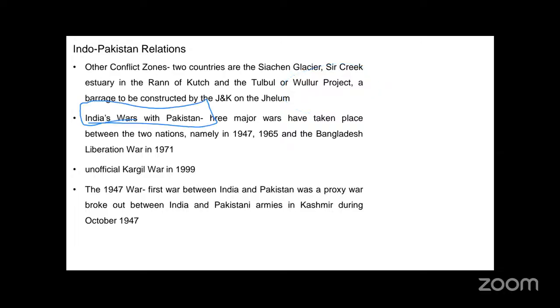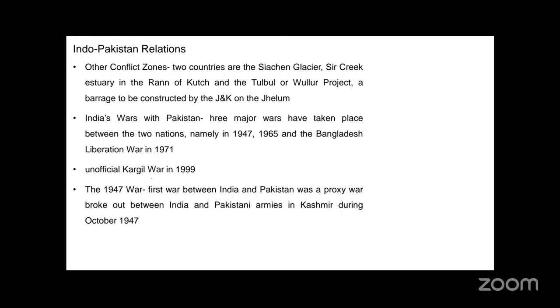So India and Pakistan have had major wars between these two nations. One in 1947, the other in 1965. The other one is through East Pakistan, 1971, the Bangladesh war. And the other one is 1999. This is the Kargil war. It's unofficial. It's not declared as a war, but it was a war-like situation that happened in the nation.